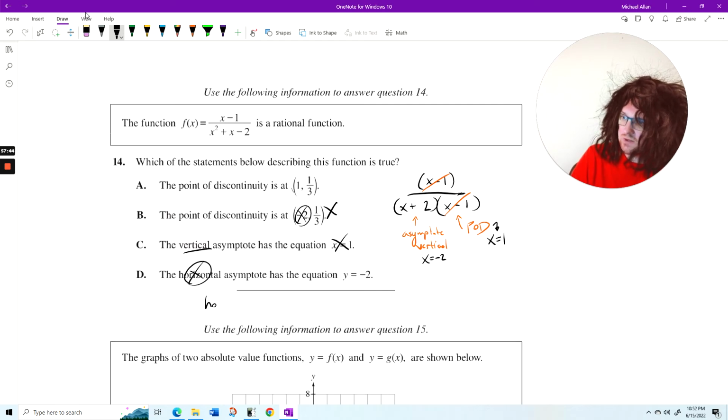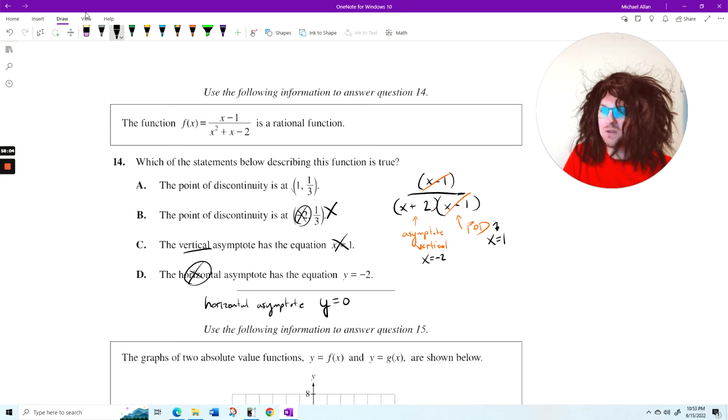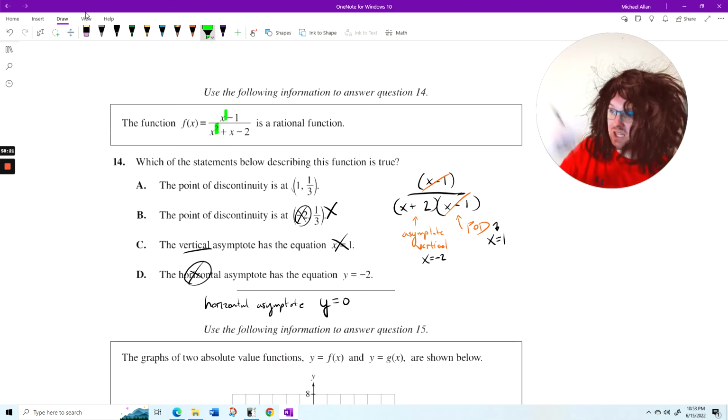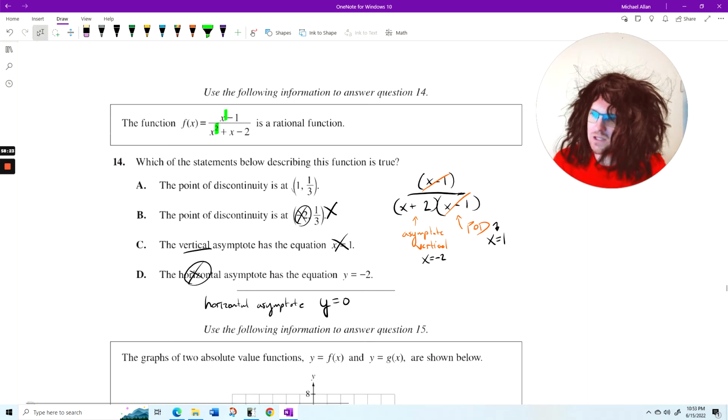The horizontal asymptote is not negative 2. Actually, the horizontal asymptote for this graph is y is equal to 0. And the reason it's 0 is because the degrees here are not the same. So we have that rule where if the degrees are the same, you can divide the coefficients. But if the degree on the bottom is larger than what's on the top, then it's 0. If it's the other way, then we have a slant asymptote, and we don't deal with that in this course.